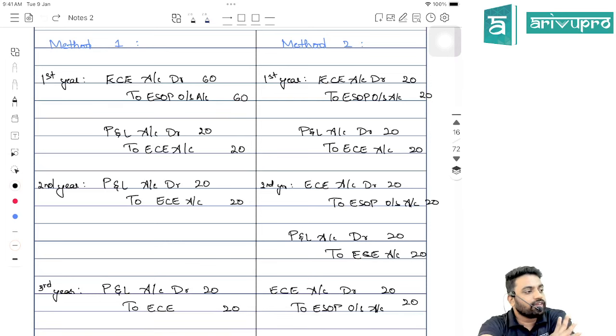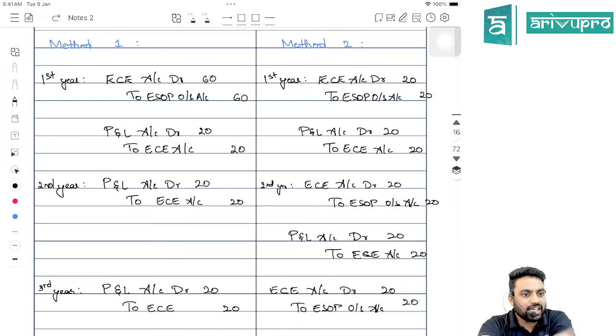Method 2, where we are going to create and write off only to the extent of relating to that particular period. We are not going to create whole 60 in the first year. We are going to create only 20 in the first year. So employee compensation expense account debit to ESOP outstanding account 20. ESOP outstanding is anyhow a provision, so we are going to keep it as it is. But employee compensation expense in full is an expense only. So we are going to charge it as P&L to ECE.